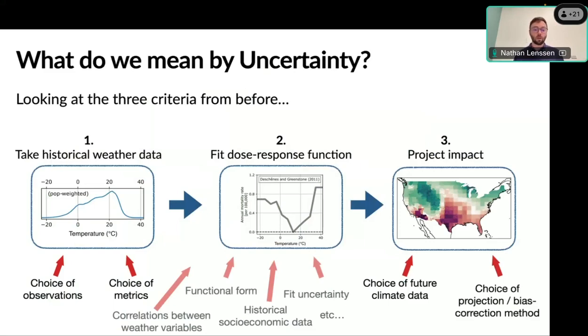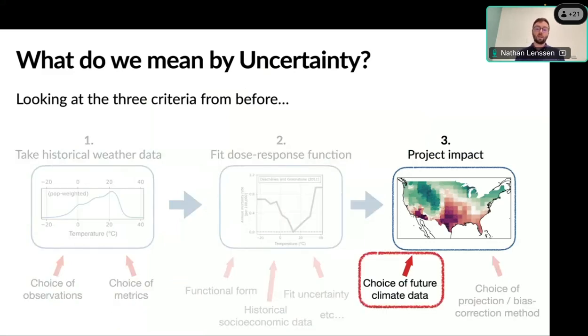But luckily, there's a lot of great folks at Climate Impact Lab and other places really thinking about this carefully. But what I'll really focus on in this talk is how our choice of future climate data, and really the uncertainty in our future climate data, affects uncertainty in future impacts.